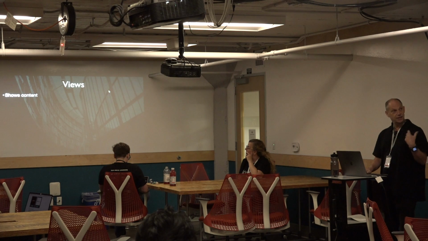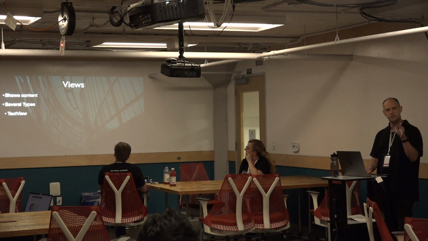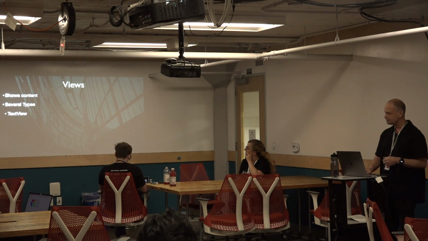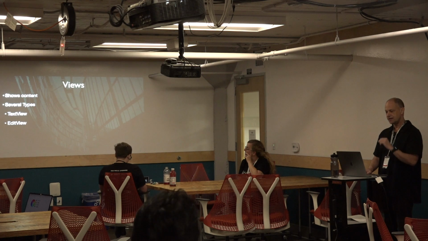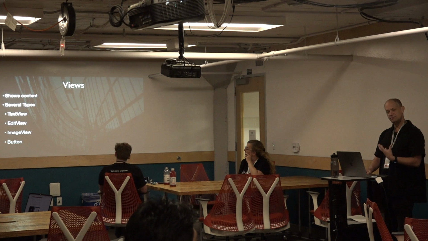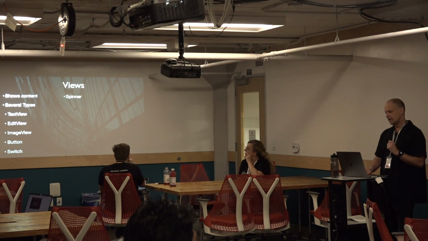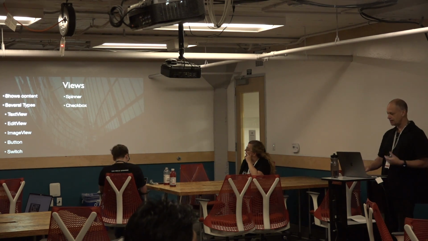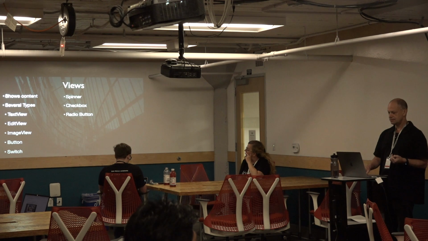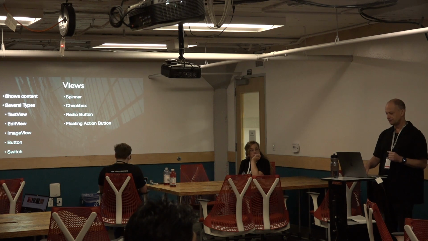For views, again, this is where you're going to actually show content. And we have several different types. Your text view is where you're going to show labels, titles, and things like that. Edit views are where you're going to have the user enter in text. And image views, of course, are for showing images. And then buttons are for, say, save buttons and things like that. Switches are for on-off switches. And then we have spinners, checkboxes, radio buttons, and then the newer ones like the floating action buttons, which are usually at the bottom right.